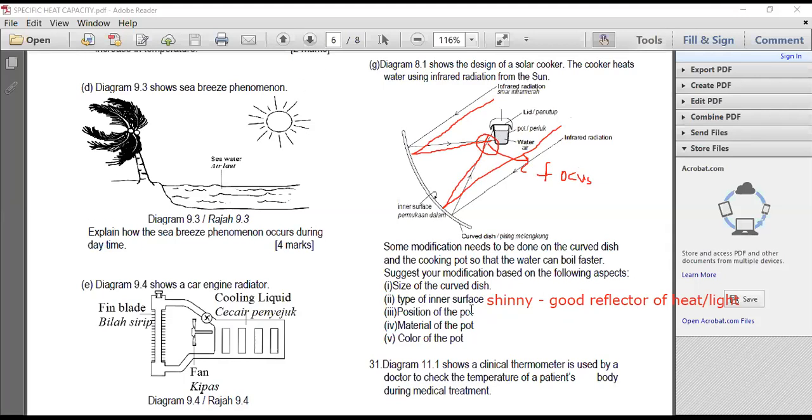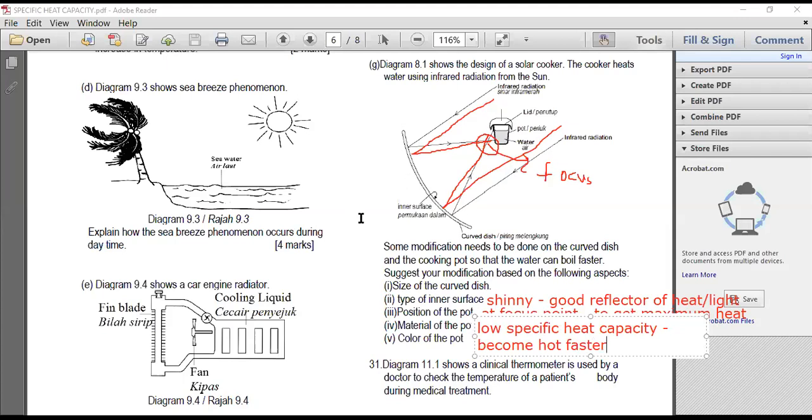So the position of the pot, you can say at the focal point. Reason: to get maximum heat. Next, material of the pot. We want the pot to get heated up, so if you want to use copper, also can. If we say low specific heat capacity, also can, so it becomes hot faster.